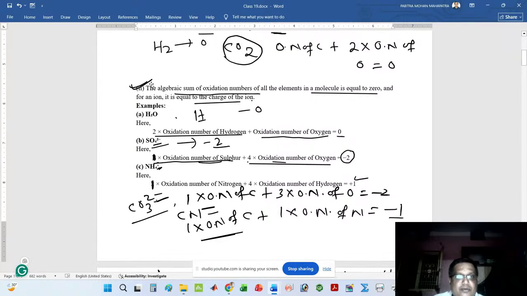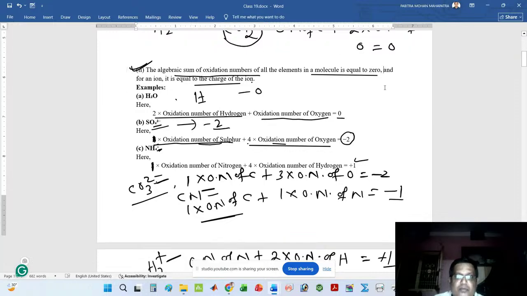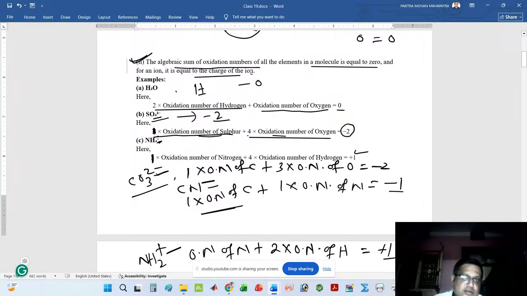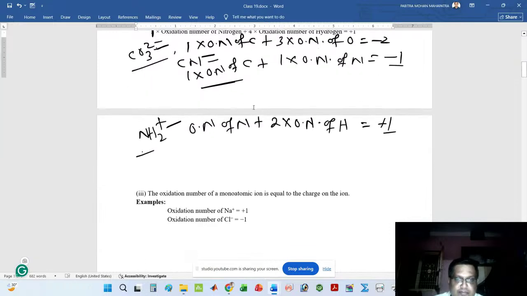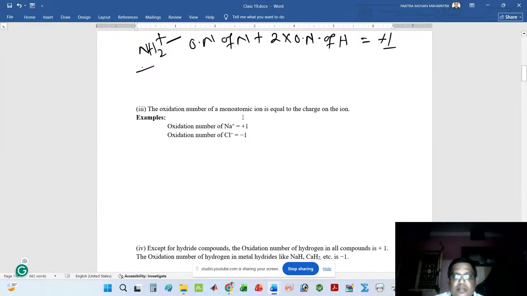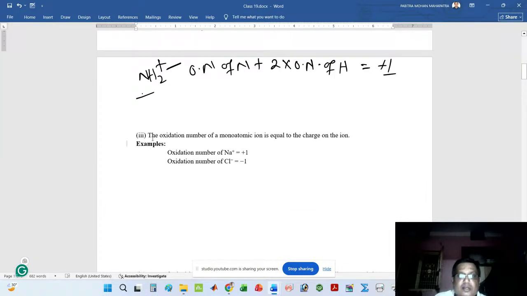Again, I will repeat the rule. The algebraic sum of oxidation numbers of all elements in a molecule is equal to 0. For a molecule, the total oxidation number is 0. For an ion, the total oxidation number is equal to the charge of the ion. Next, move to another rule. The third rule says that the oxidation number of a monoatomic ion is equal to the charge of the ion.